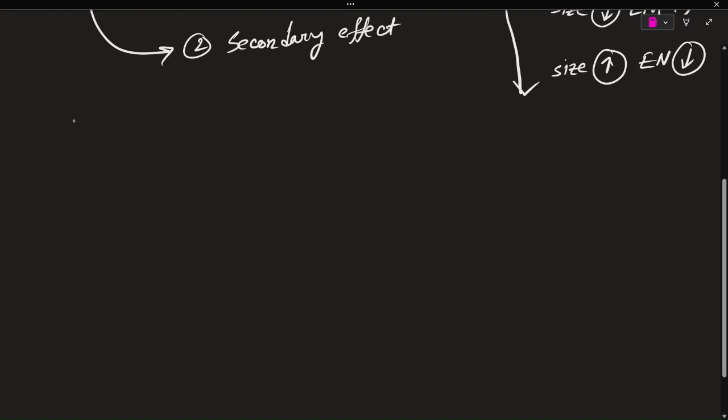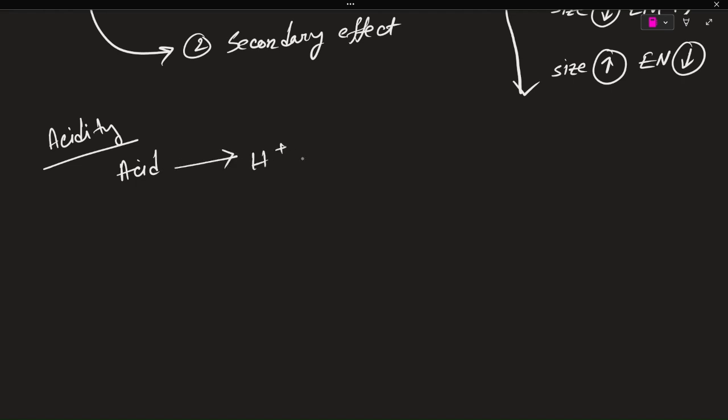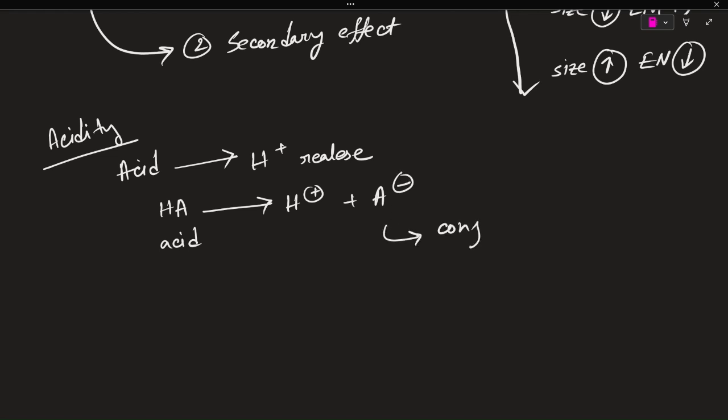We can explain this via acidity. So what is an acid? An acid is a species which releases the H plus ion. If HA is an acid, then it dissociates into H plus and the remaining A minus, which is called the conjugate base.